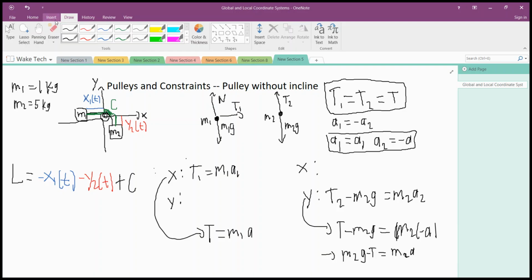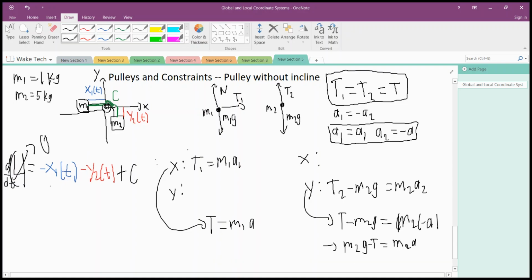All right, now we're going to use calculus to derive acceleration constraints. If I take the time derivative on both sides of this equation, d/dt of a constant is going to be 0, and likewise the C is going to go away to 0. As a result, taking the time derivative of both sides, we get the time derivative of minus x1 of t, minus the time derivative of y2 of t, plus 0 because of the C there. Well, what's the time derivative of position? The time derivative of position is velocity. So we get minus v1 of t minus v2 of t.